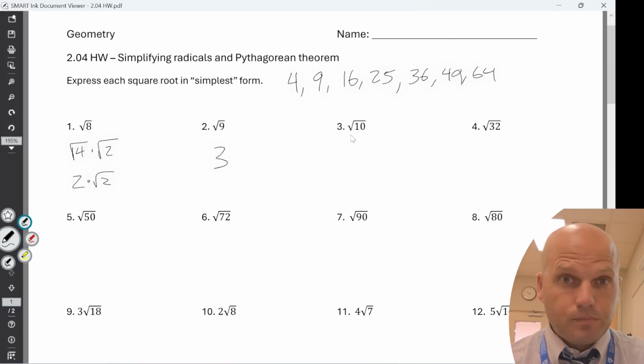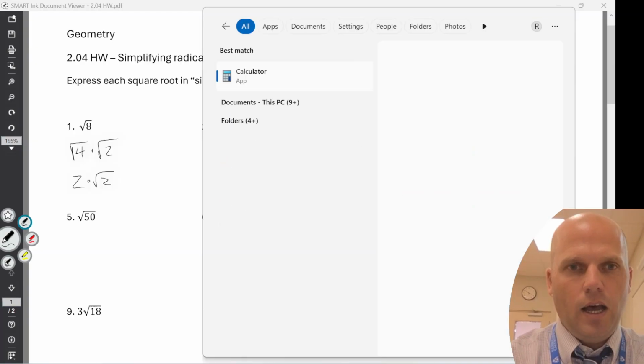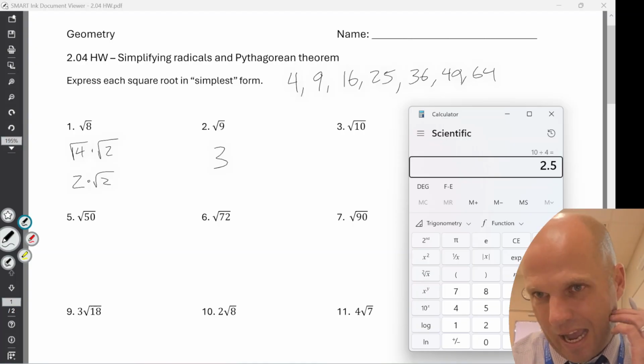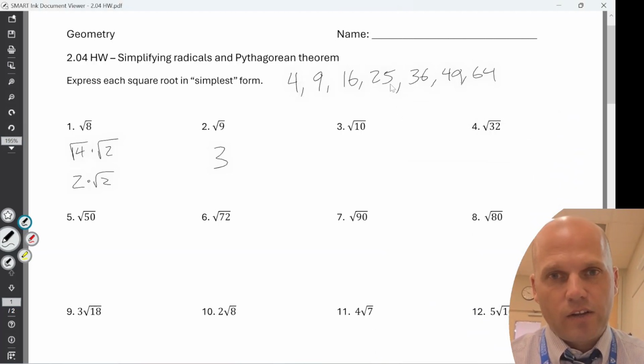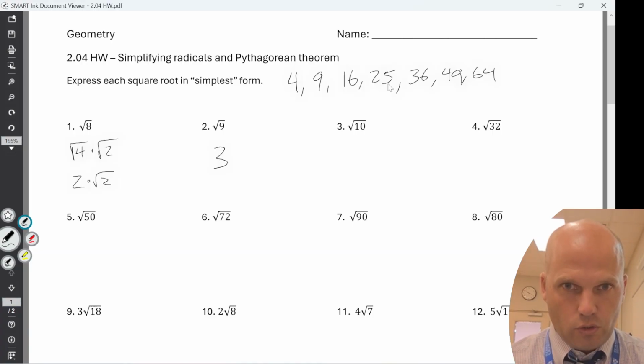The square root of 10 is not a number that can be simplified because 4 does not divide evenly into it. And if you want to, you can use a calculator to help you. You can start taking numbers like 10 and dividing it by all of the perfect squares until one divides nicely into it. None of them do, so that means the square root of 10 is just the square root of 10. This is fully simplified. So we got that done.